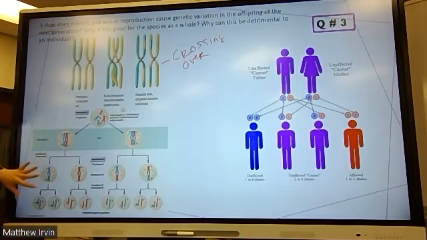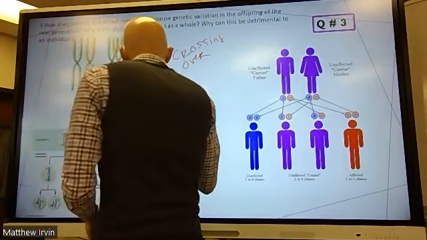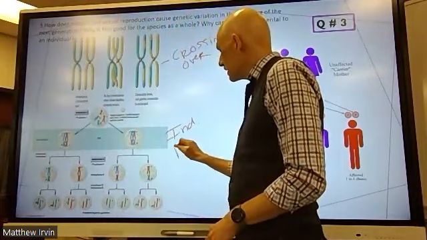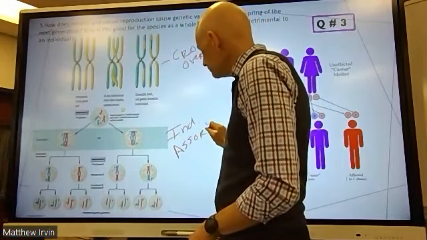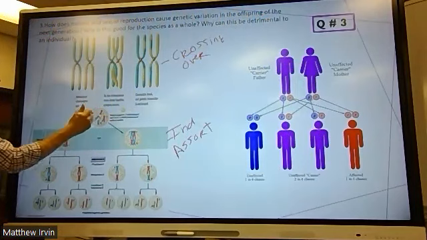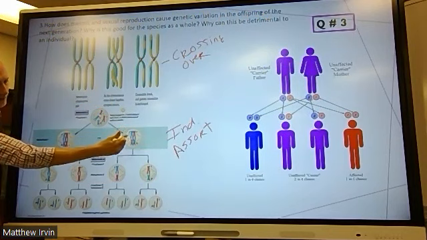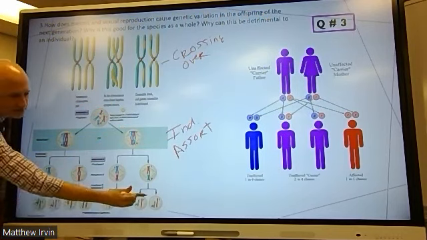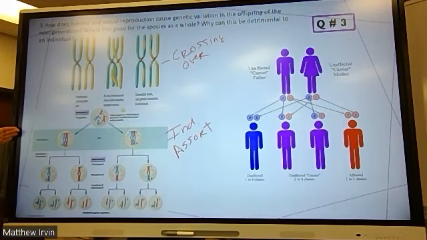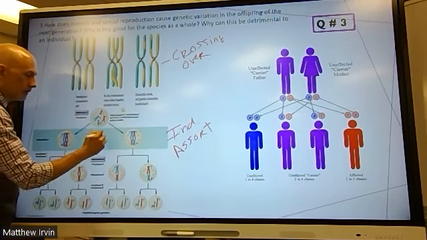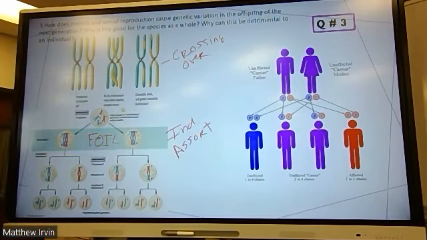All right, so then down here, we have our independent assortment, as we were just talking about. And so we've got these 4 chromosomes. They could line up like this, or they could line up like this. And so this gives you different gamete possibilities. And this is what we are doing when we do a dihybrid cross. And we are doing that FOIL method to determine all of our possible gametes. That's what that represents, is that independent assortment.